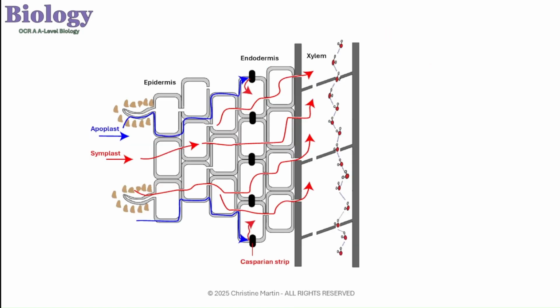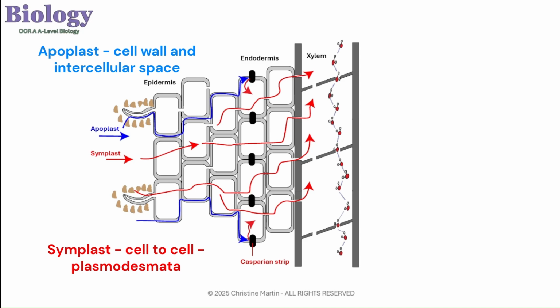Water can move through the root in two main pathways before it enters the xylem. The symplast pathway, where water moves cell to cell through the cytoplasm connected by the plasmodesmata, or the apoplast pathway, where water moves through the cell walls and intercellular space without crossing a plasma membrane.